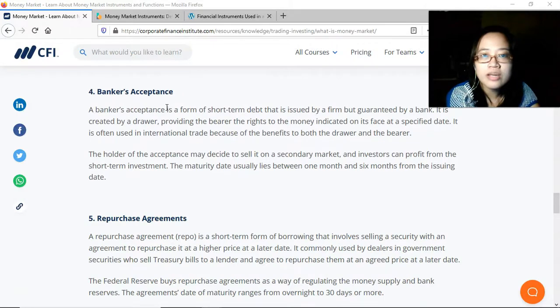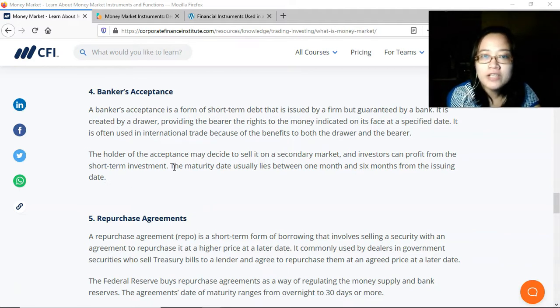And then we have bankers' acceptance, form of short-term debt that is issued by a firm but guaranteed by a bank. It is created by a drawer, providing the bearer the rights to the money indicated on its face value at a specified date. Kumbaga parang sin-certify ng bank na merong deposited money etong firm or yung business with them. Okay, tapos if it's being used for international trade, so yun, pwede siyang maging basis for the transaction to go through. Okay, parang proof na may pera or may pambayad itong ka-transaction in an international transaction.